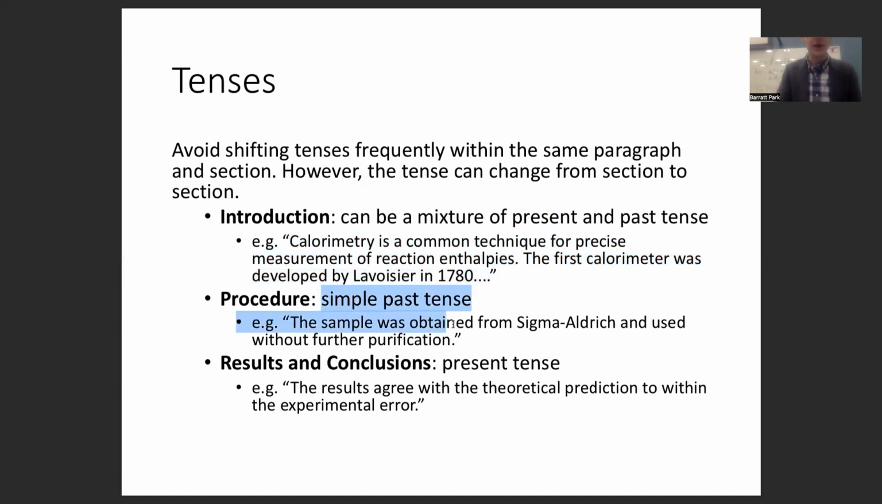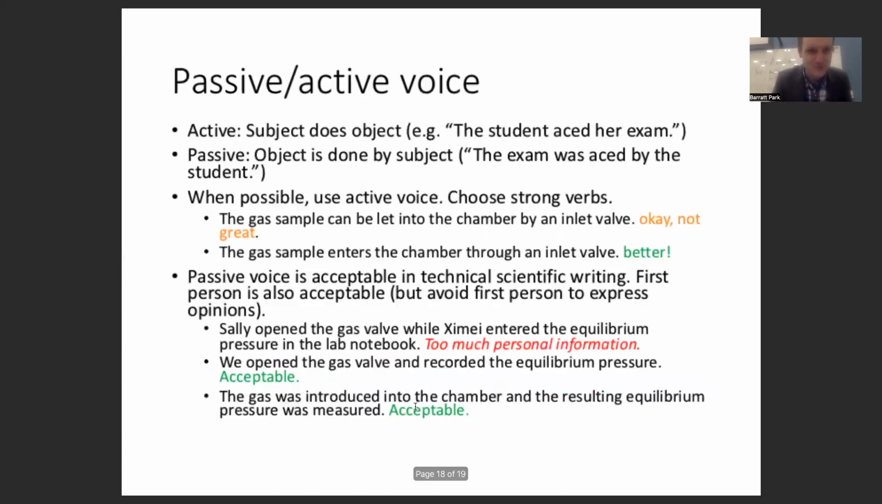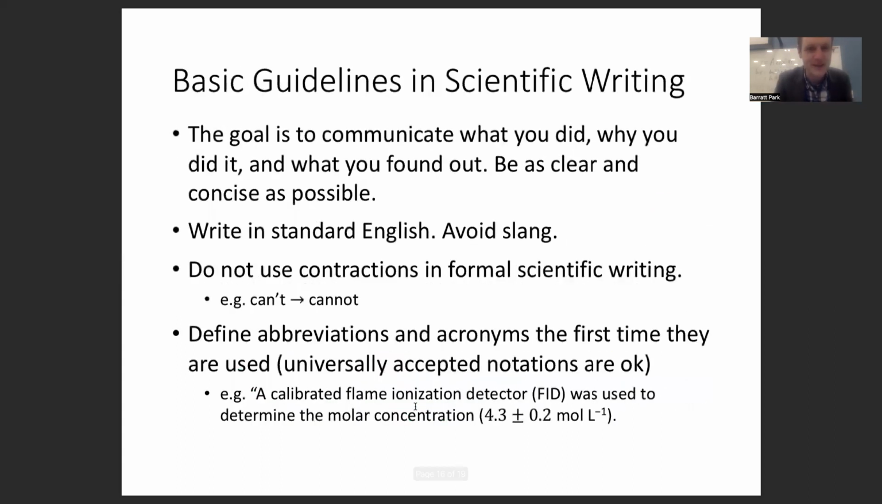Okay, the procedure, typically you would want to use simple past tense the whole time. So, "The sample was obtained from Sigma Aldrich and used without further purification," for example. The results and conclusion, usually you want to use present tense because usually the conclusions of a study should be true today, they should be true tomorrow, they should be true a year in the future. You're giving information that is in general true. So for example, you would want to say, "The results agree with the theoretical prediction to within the experimental error." Okay, I think that's all the guidelines for writing that we have.